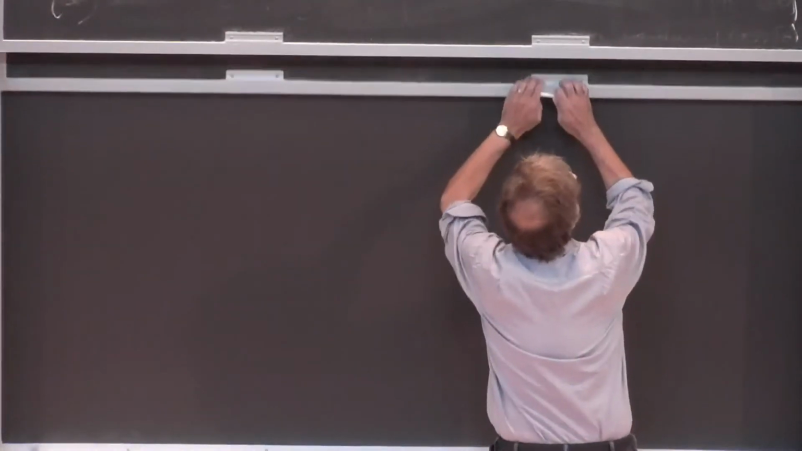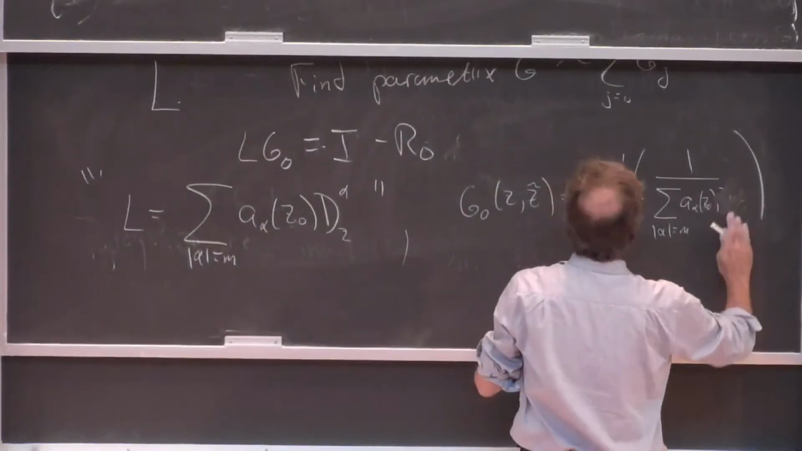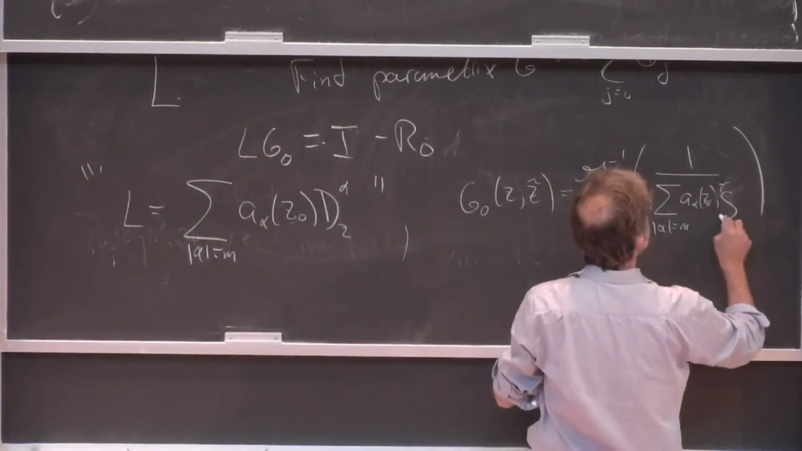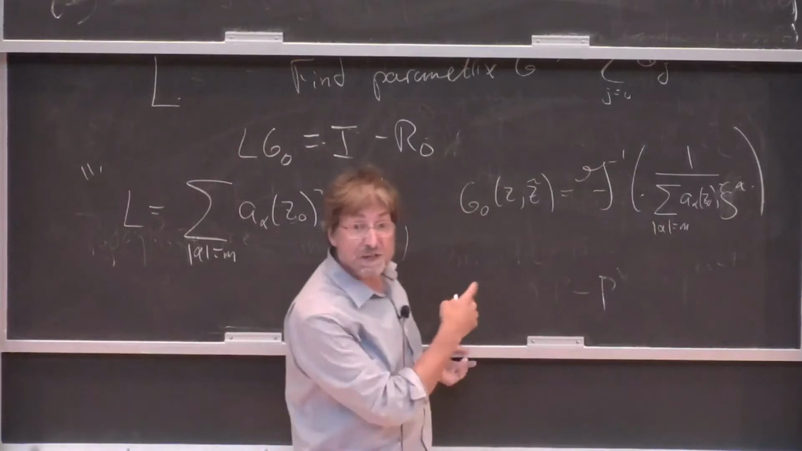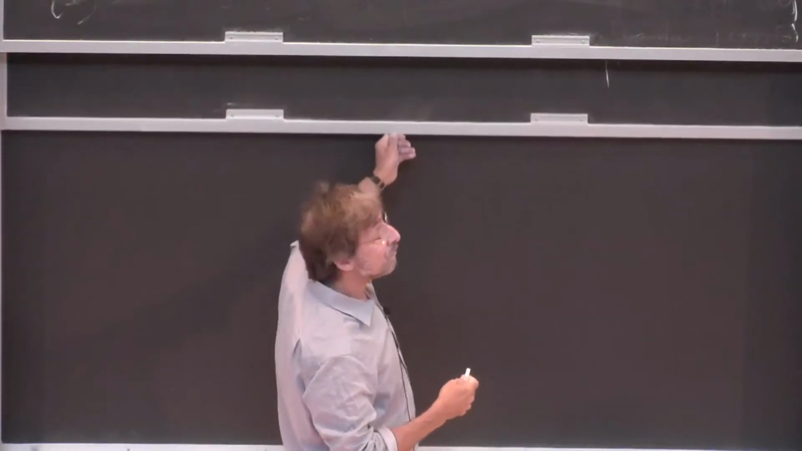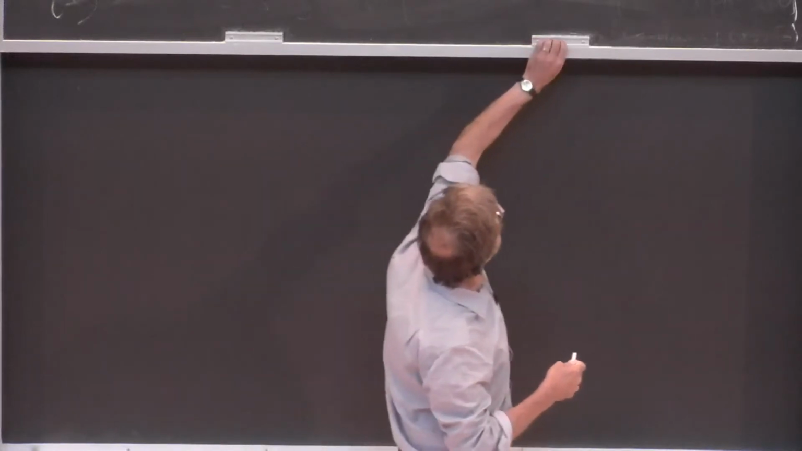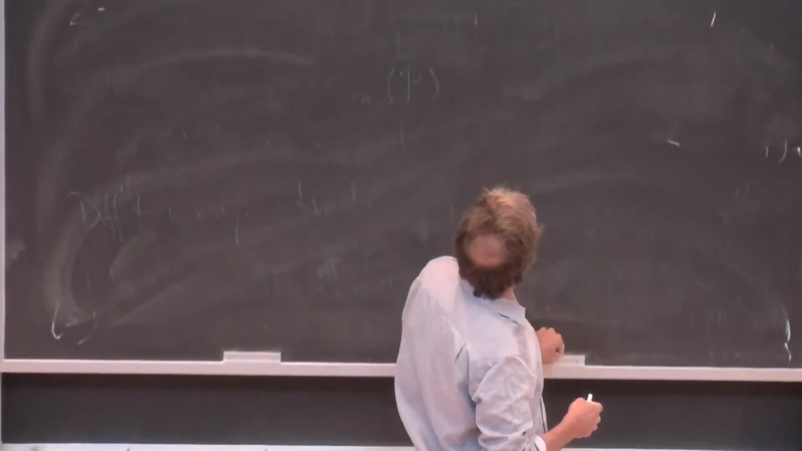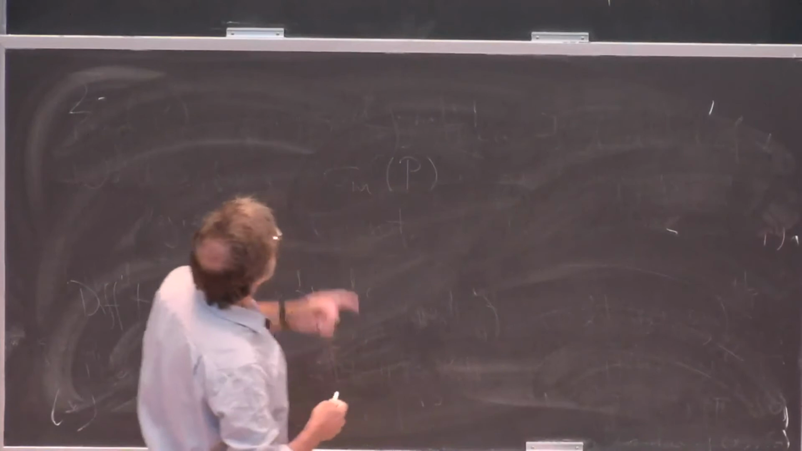Oh, excuse me, I screwed up here. Somebody should have yelled earlier. Sorry, this should be zeta to the alpha. So I've taken the principal symbol of this, inverted it, and taken the inverse Fourier transform. So forgive me. Okay, so that's G naught.